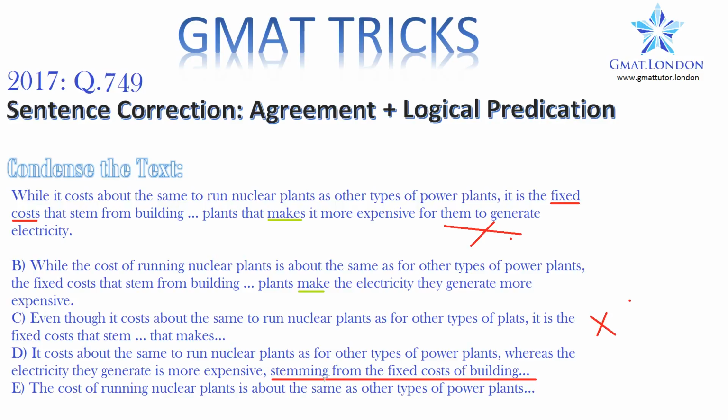Whereas B talks about the cost of running nuclear plants is the same as for other types of power plants. So there's a missing verb there, but that's a classic in grammar that you're allowed to do, because what are we saying here? The cost of running nuclear plants is the same as the cost for. Even though it's hidden, it's a logical comparison between the cost and the cost. So B is fine, and B is the correct answer.